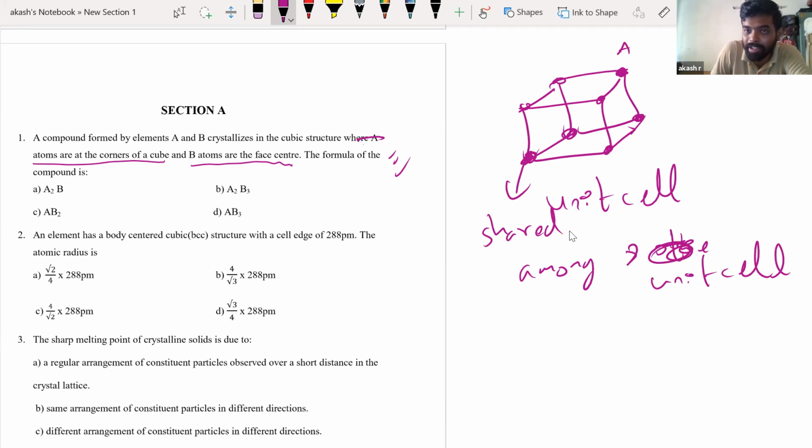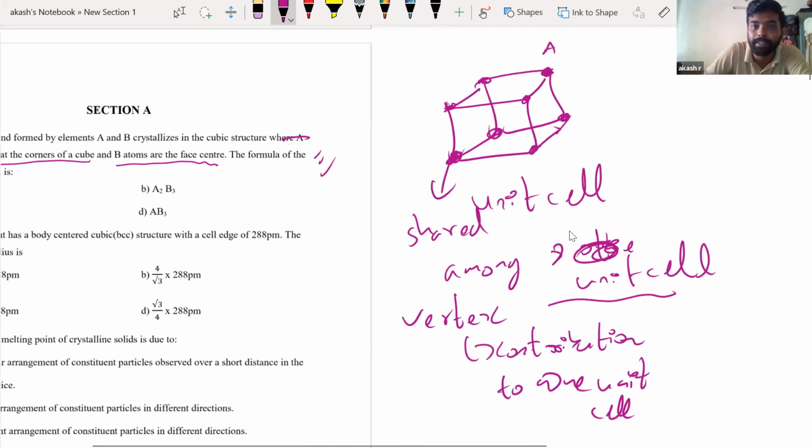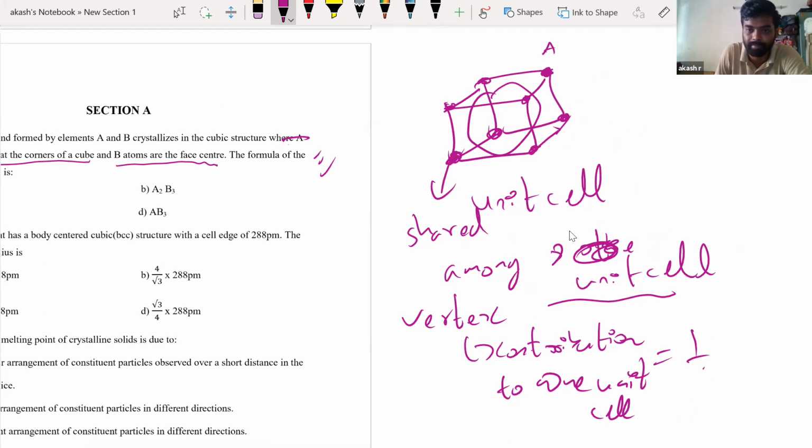So basically, from each and every point which I have mentioned here, it is going to be shared among 8 unit cells. This is one of them, so the rest 7 are remaining. Now if I ask you, if I have a vertex, vertex means the corners, what is the contribution to one unit cell? 1 by 8. Exactly. The contribution of this particular point to this unit cell is 1 by 8.